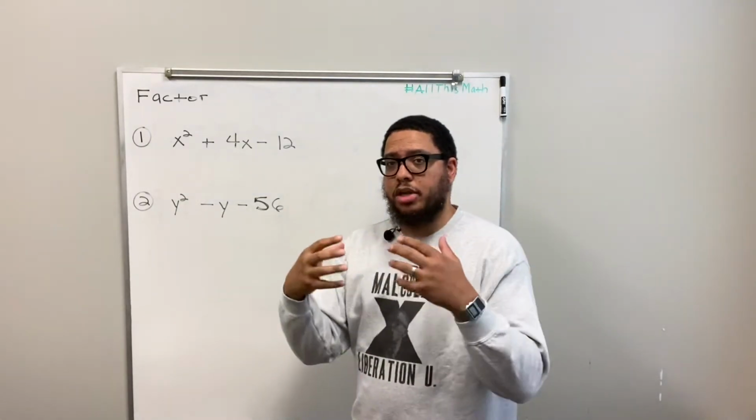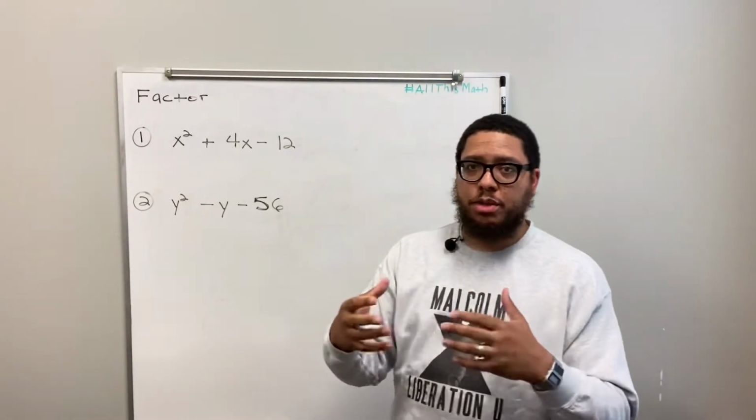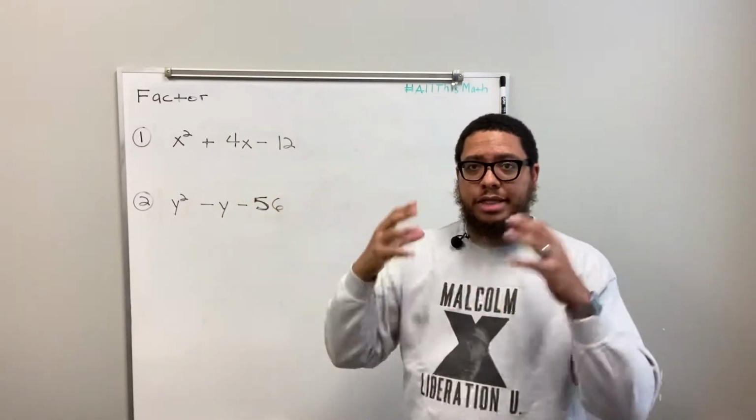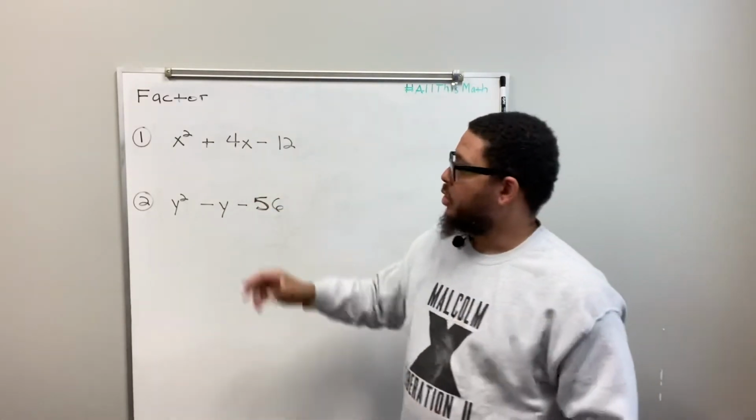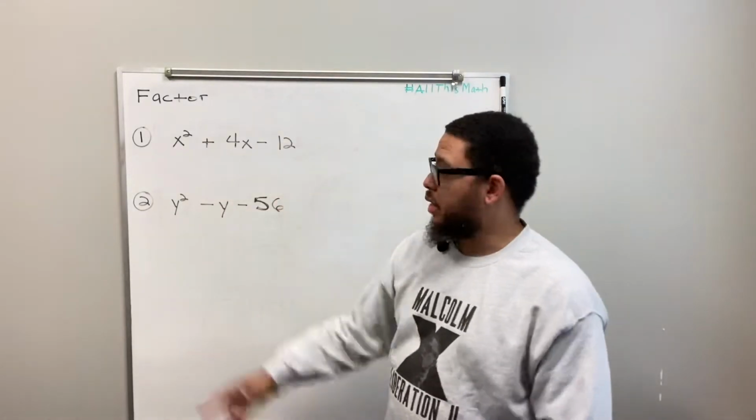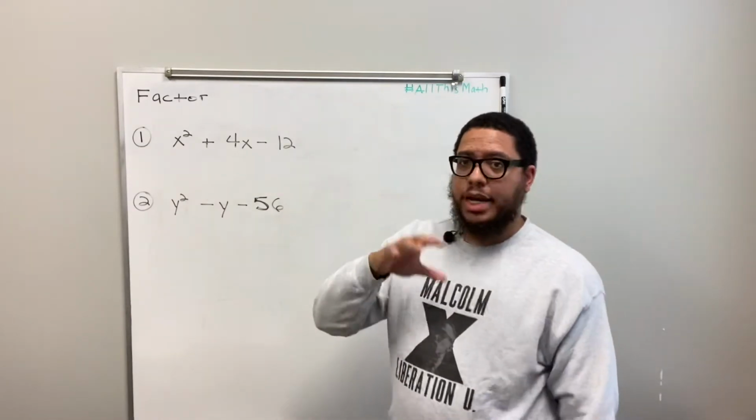Because the 4 and the x are together, connected as a union, right? Like in a marriage between a man and a woman. Two people are married. You got a 4 and you got an x. They're together, that's a union. So that's one term. 1, 2, 3. Three terms. Look at example 2. 1, 2, 3. Three terms. So we got trinomials.